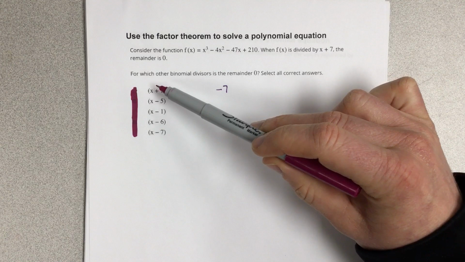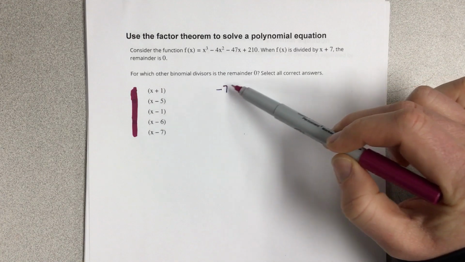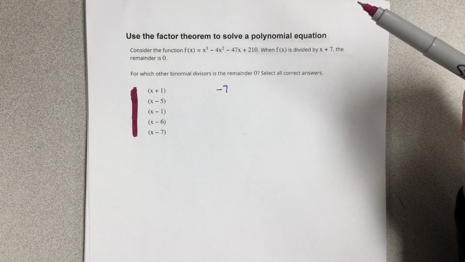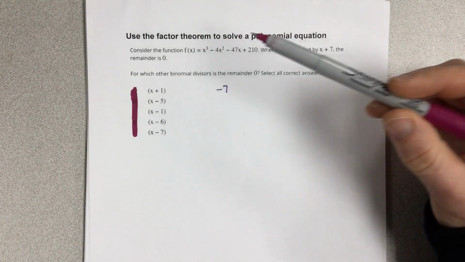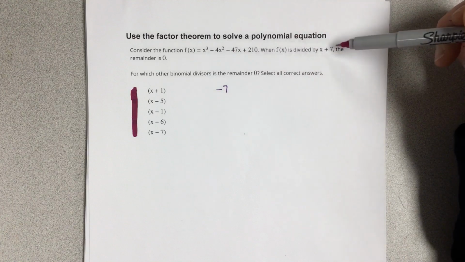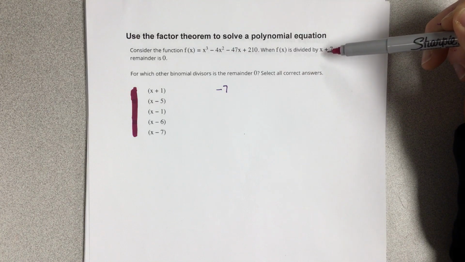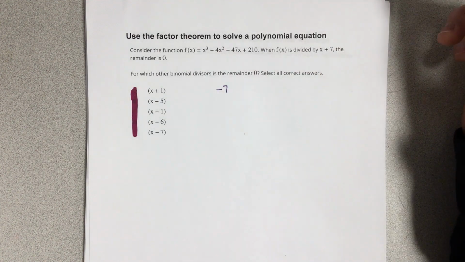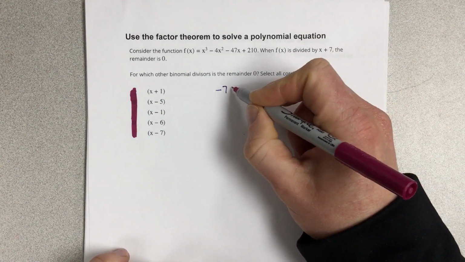It wants us to find other binomial divisors that would also result in a remainder of 0. So it just wants us to find the other two zeros for the function. What I can do is divide this cubic by this linear equation and I'll get a quadratic, and then factor that quadratic and I should get my two answers. So we'll start by using synthetic division.